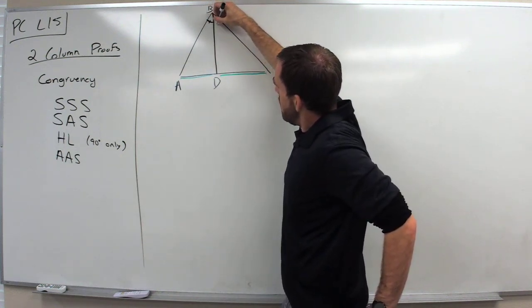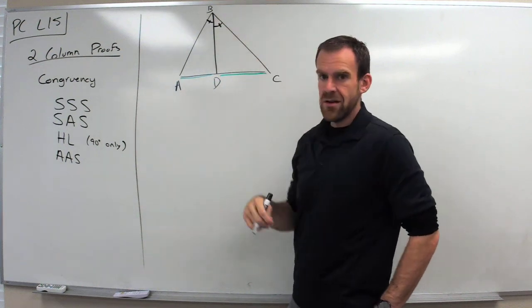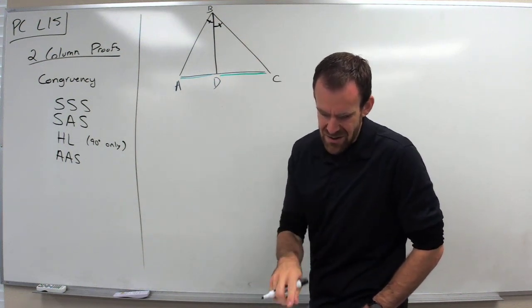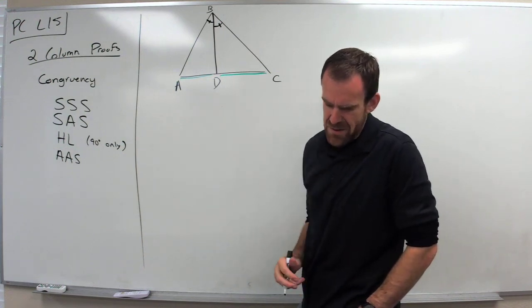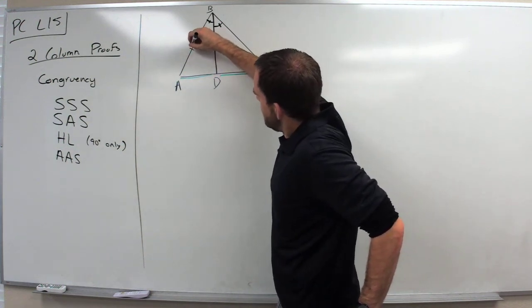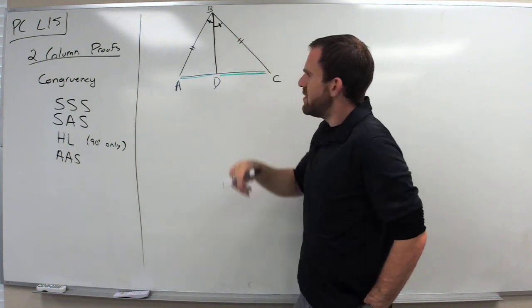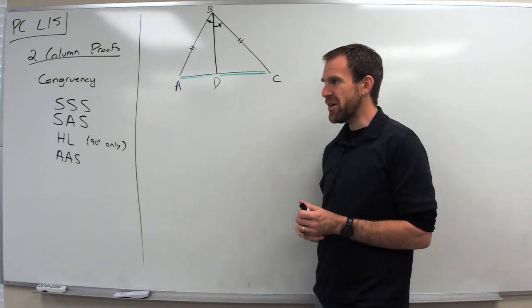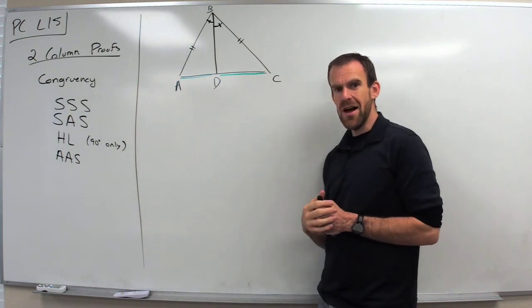Now, they tell us that BD is the angle bisector of angle B, which means that these 2 angles are the same. Okay? That's given information to us. Likewise, they tell us in the problem that AB is congruent to BC. So I'm given those 2 pieces of information, and now I have to figure out which congruency postulate applies.